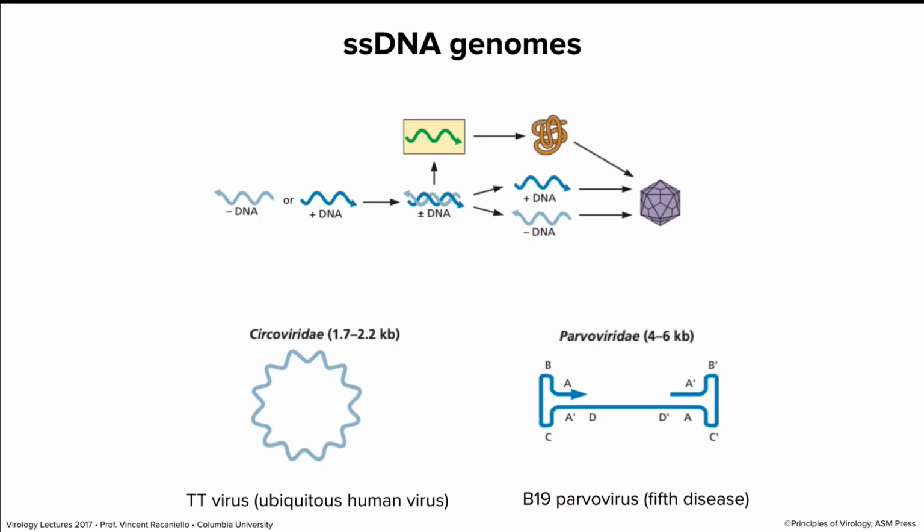Then we have viruses with single-stranded DNA genomes. These can be circular or linear. The circoviruses are rather small. These are viruses that are in all of us. TT virus, for example, is in everybody. They've done serological surveys. If I surveyed all of you, took some of your blood, I'd find antibodies to this virus probably in every one of you. But as far as we can tell, it doesn't do any harm. And it doesn't encode many proteins either.